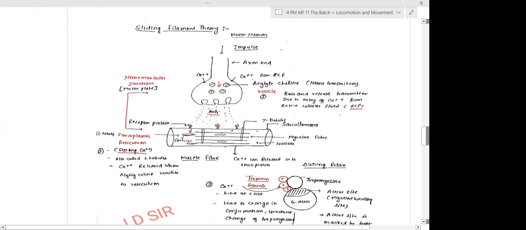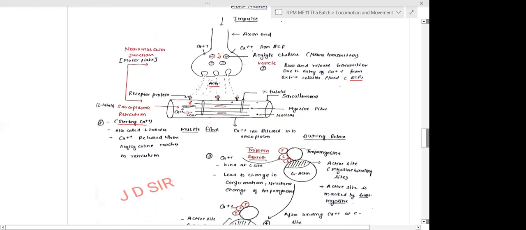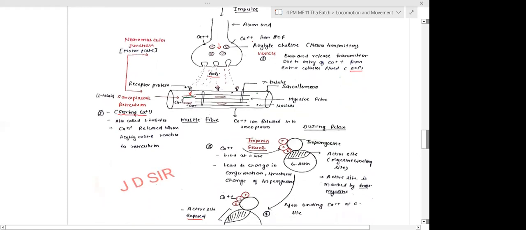Okay. When acetylcholine reaches the sarcoplasmic reticulum, what is this reticulum? They have stored calcium. They will release the calcium. Okay, right? This was the second step. I have written every step, the second step, right? Now come to the third step.